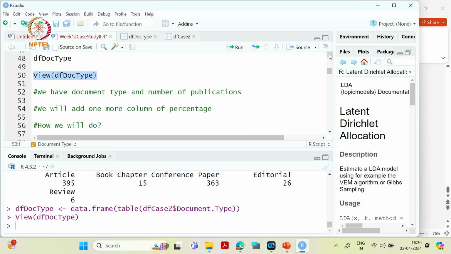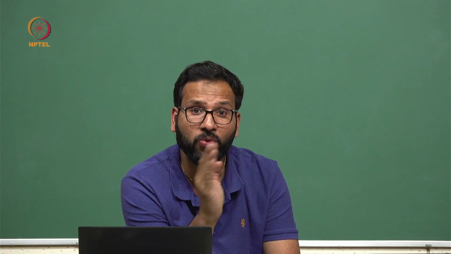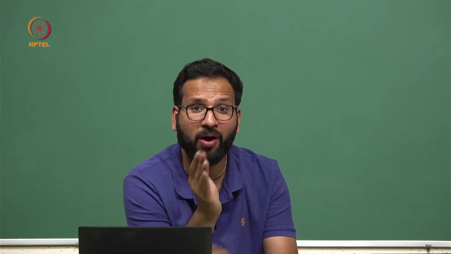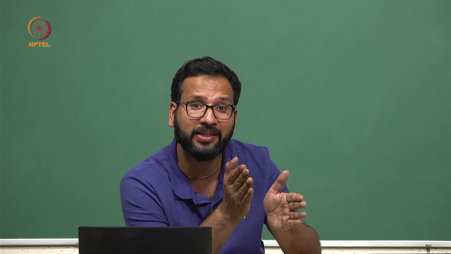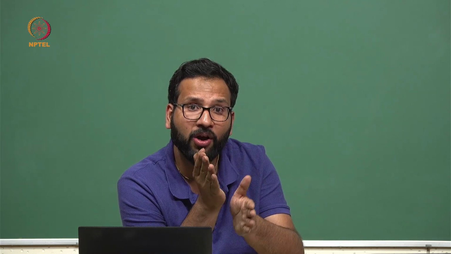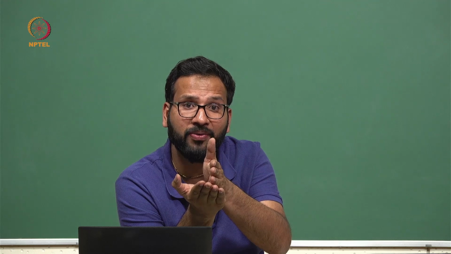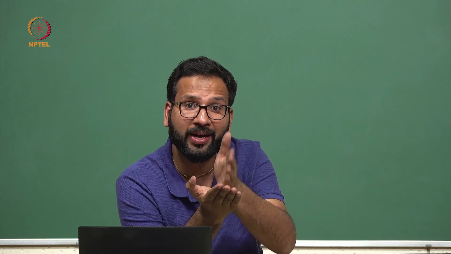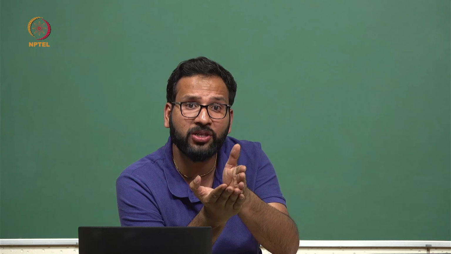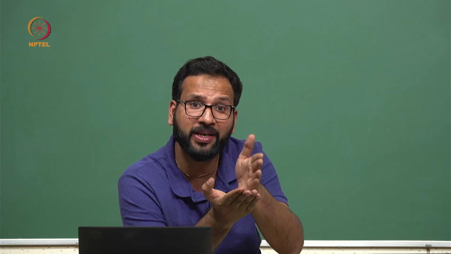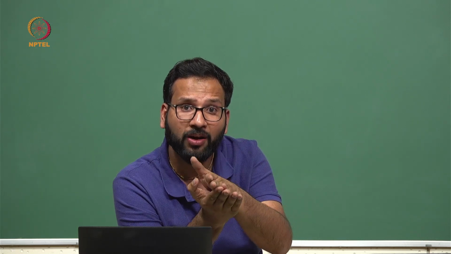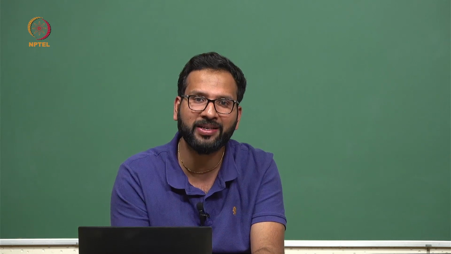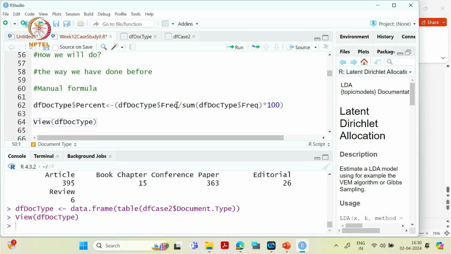Now we want to add one extra column to this object. So we want to add one extra column to this data set. Our existing data set has the category of publication, then the count of the publication. Now we want to add an extra column where we will have the percentage of the categories. So what percentage of publications are articles, what percentage of documents are conference papers? How will we do that? The simple calculation: we will call the frequency divided by the sum of the frequency, multiplied by 100.